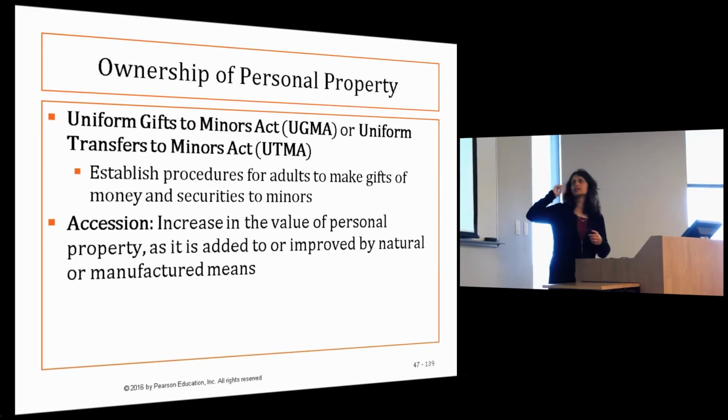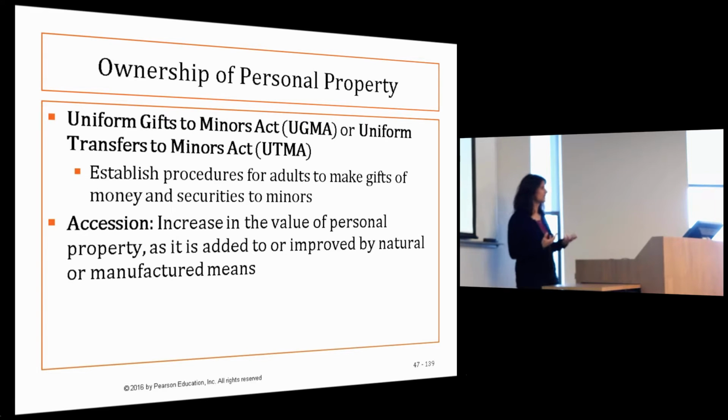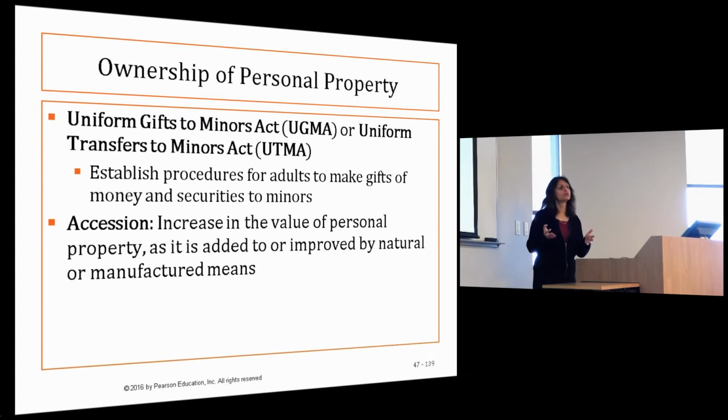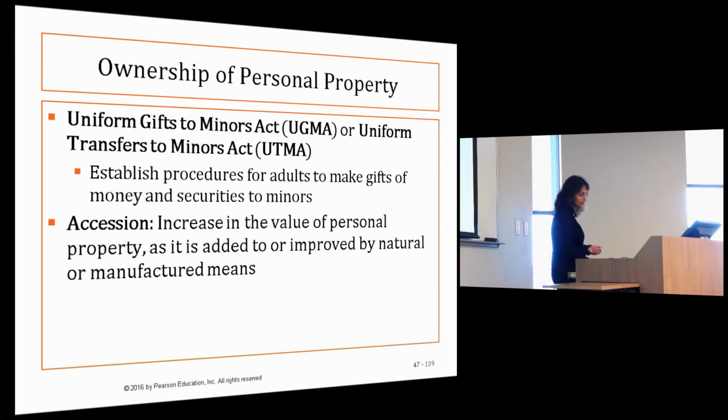Accession is sort of this increase in the value of personal property as it is improved on by natural or manufactured means. So, it's kind of like the example I gave a few minutes ago about production. Well, it's possible that I might own a piece of personal property, but I improve it, right? So I could own an older car, but it's a terrific car, and instead of getting a new car, I actually get a new engine, I get new spoilers or things like that, that I actually increase the value of that personal property by simply improving it. So all of these are simple examples of legally owning new pieces of personal property, right?